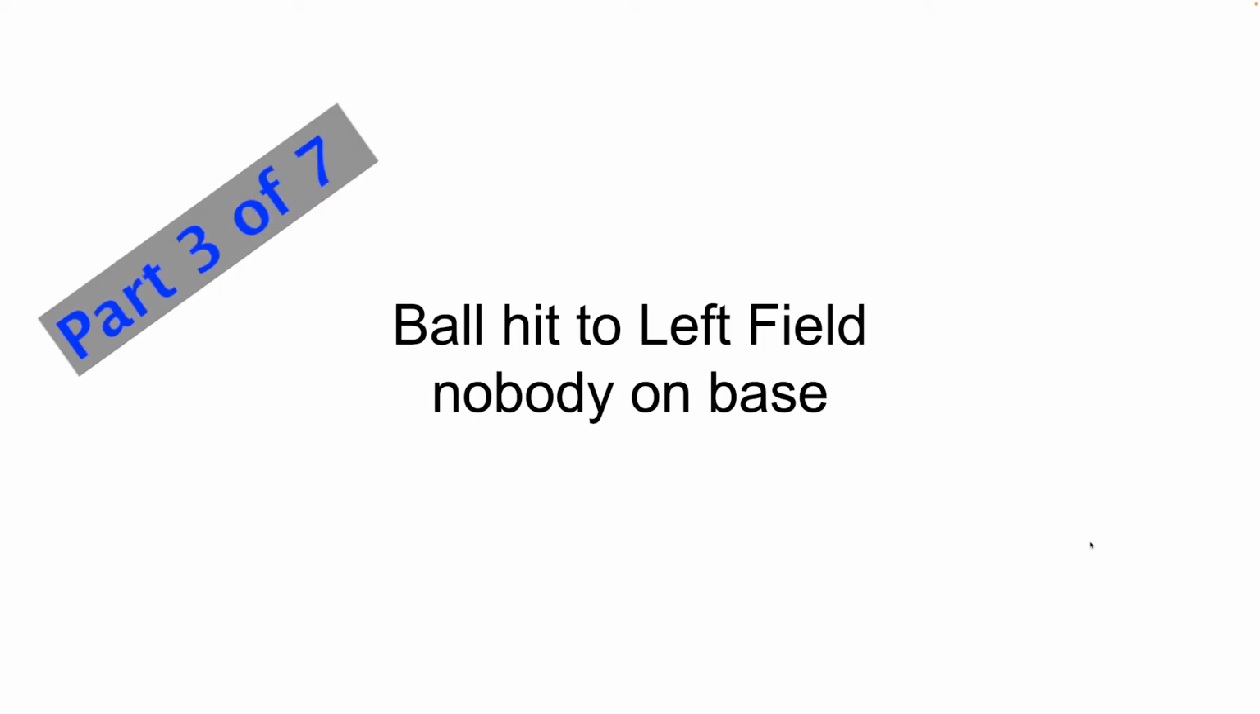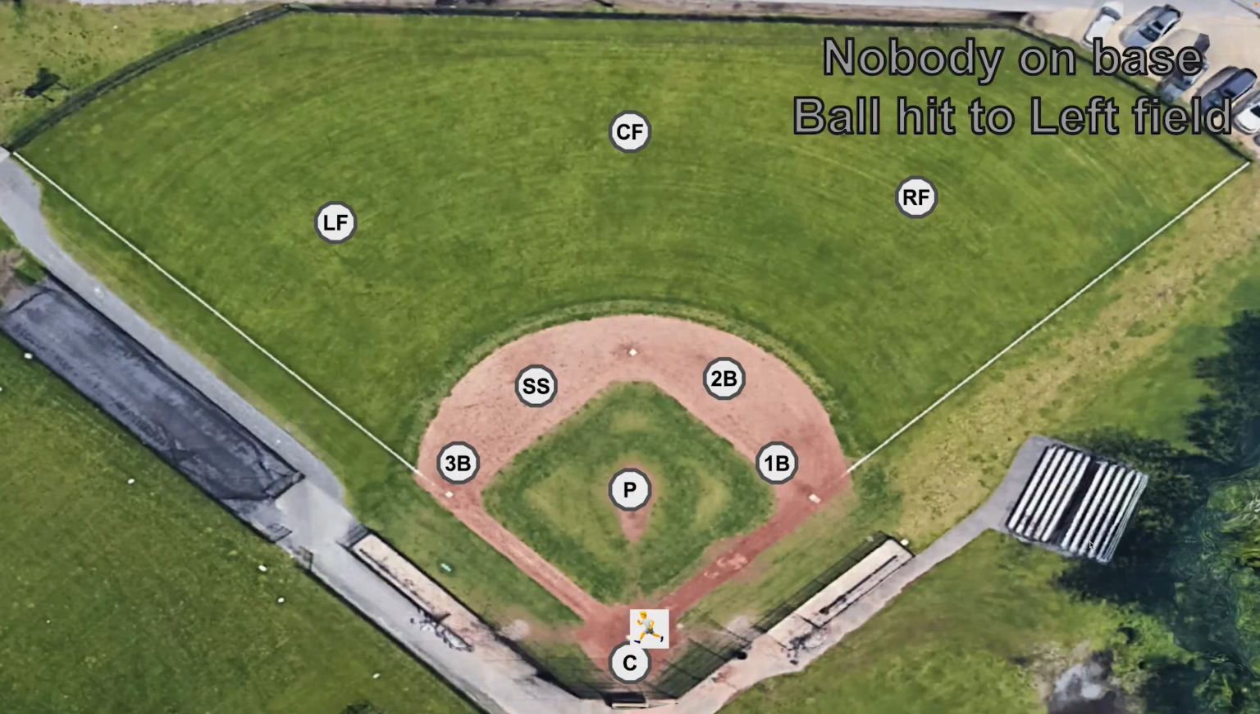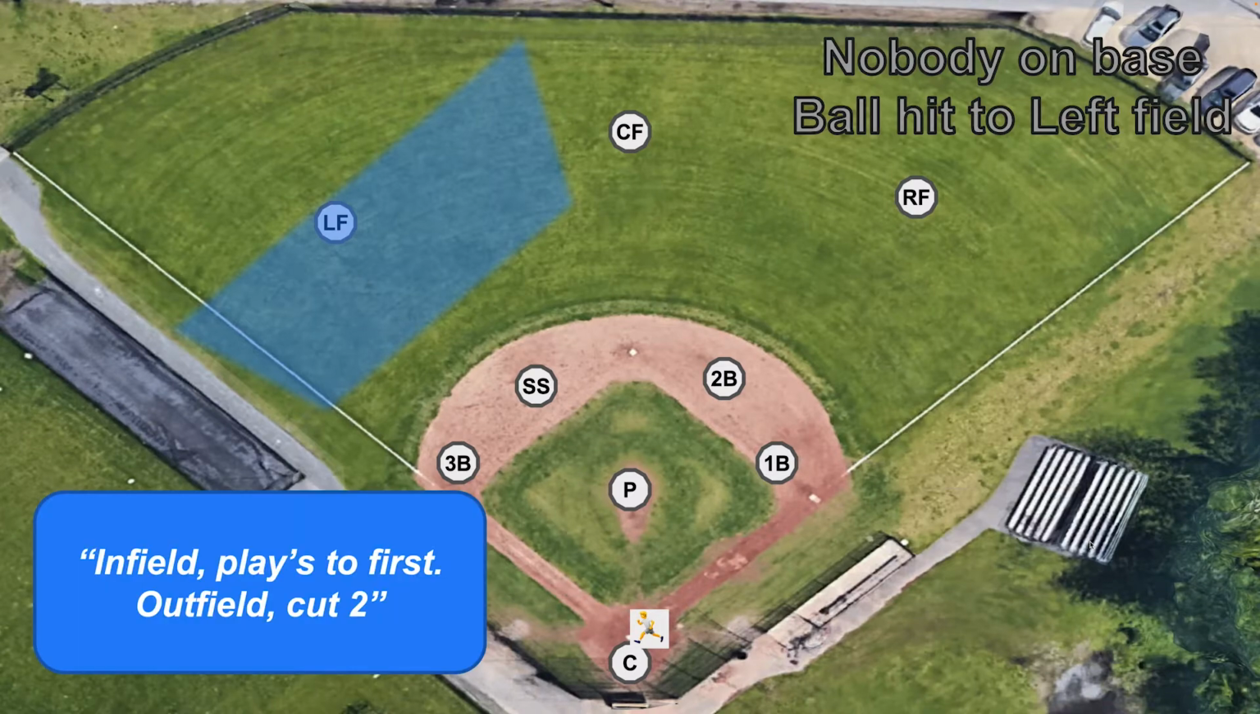All right, so now we're going to cover basically the same stuff, but this is over in left field. I hope we're starting to see some trends here. So now we're going to do the plays that happen if it's stopped by the outfield over in left field. So before the pitch is made, nobody's on base. Infield plays the first, outfield cut two.